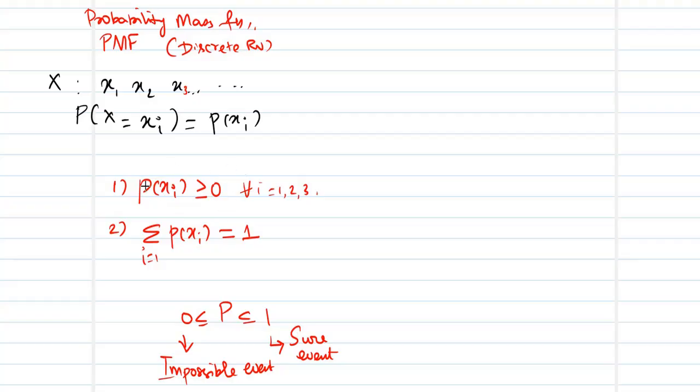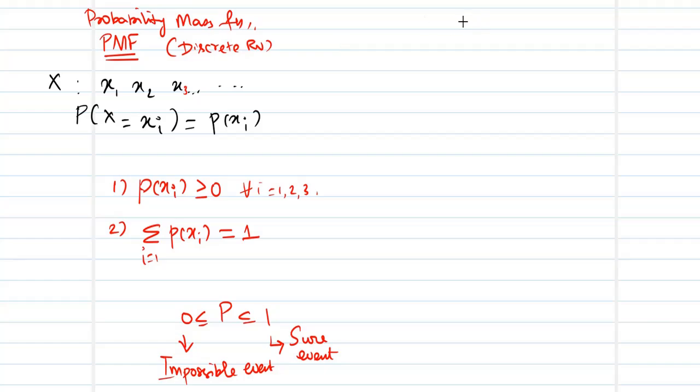So if these two criteria are satisfied by these probabilities, then you call it a probability mass function. So a probability mass function is one that satisfies p of xi greater than or equal to 0 and summation p of xi is equal to 1.